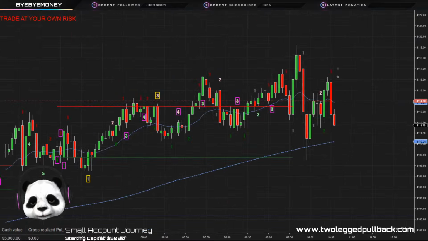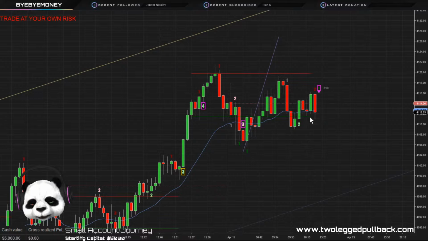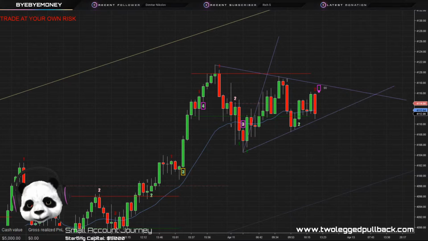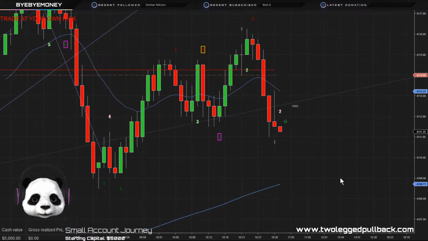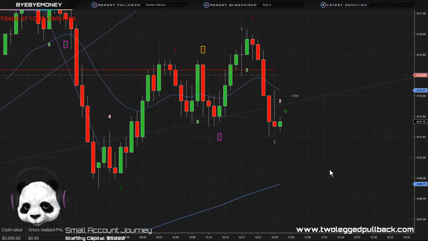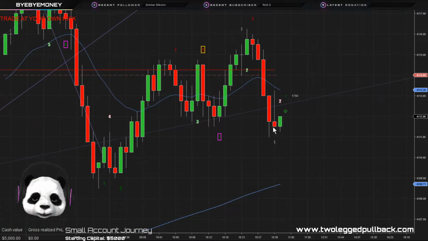Very interesting. This is a two-legged pullback on the 5-minute chart. Two-legged pullback here happening at the bottom of this trading range. Right, if you mark the 10K chart, essentially we're in something like this, right? Triangle forming. Unfortunately, cannot take this trade. I think that's a good trade to take, to be honest, if I were just trading without waiting for two-legged pullbacks. Not a bad trade.